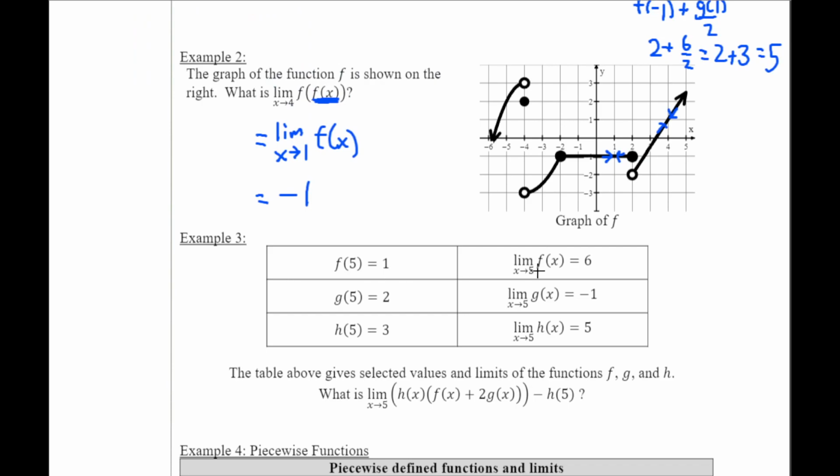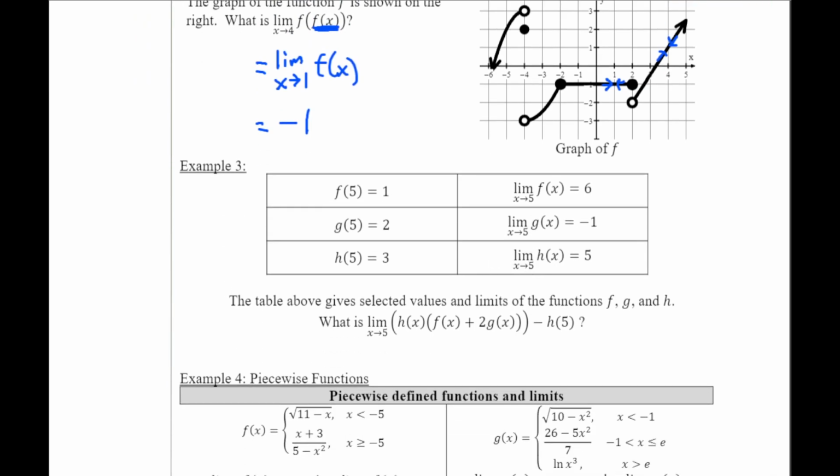Example 3. This looks scary, but it's not too bad. The table above gives selected values and limits of the functions f, g, and h. What is all this right here? You see everything in here is talking about the limit. So for all these here, you have to use the values for the limits. And you see h of 5 is just on the outside, so you use that by itself. The limit as x approaches 5 of h of x is 5.